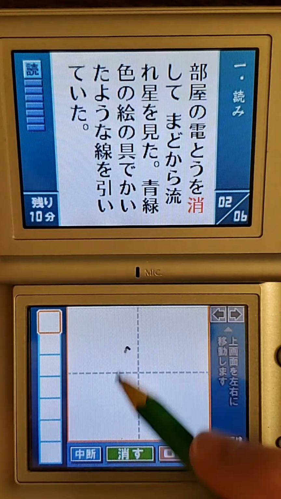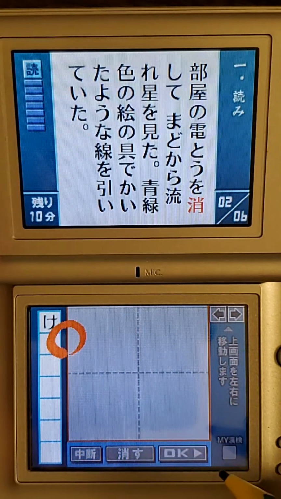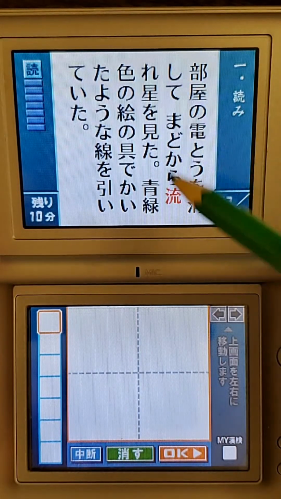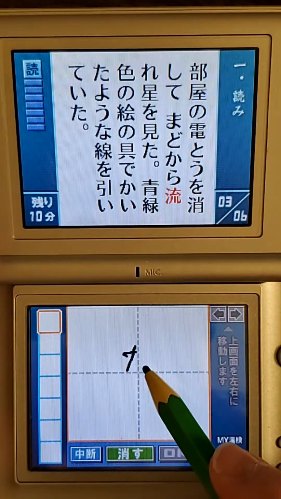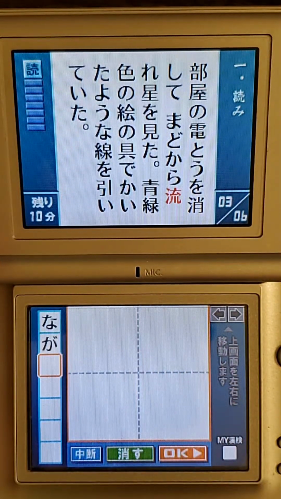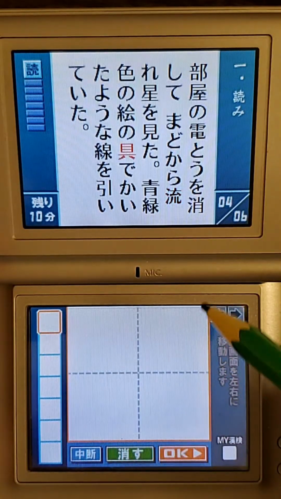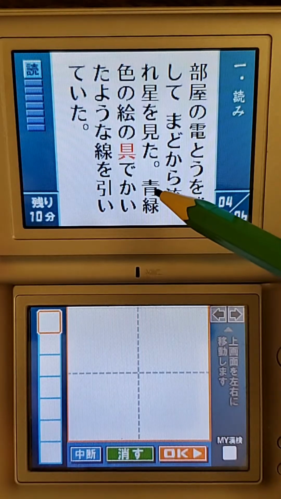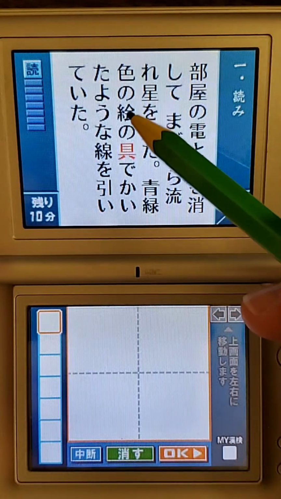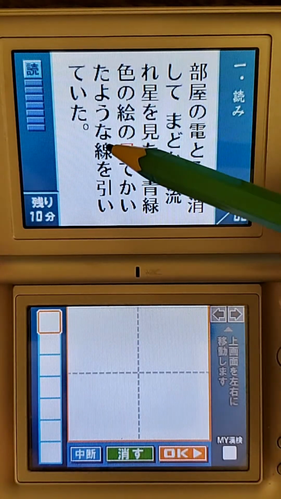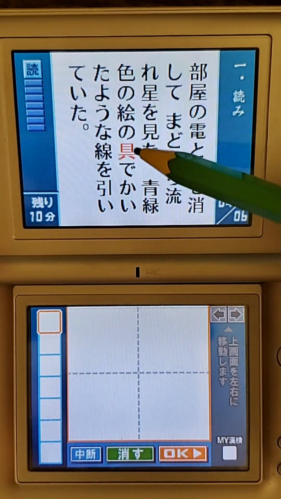Keshite. So, ke. That's ke. Mado kara nagareboshi. So, naga. Nagareboshi. Omita. What was this? Aomidori? Aomidori iro no e no gu de kaita yona sen o hiite ita. Gu.